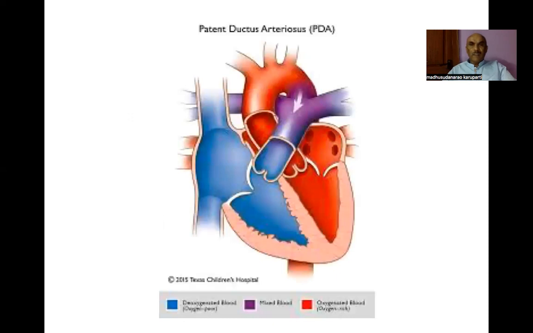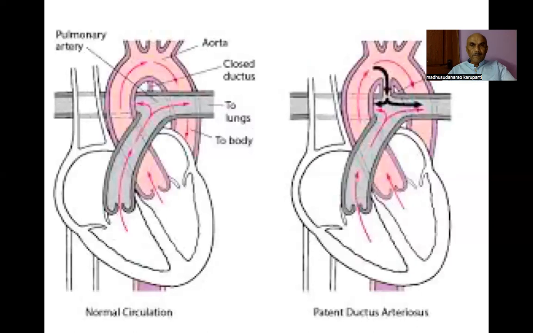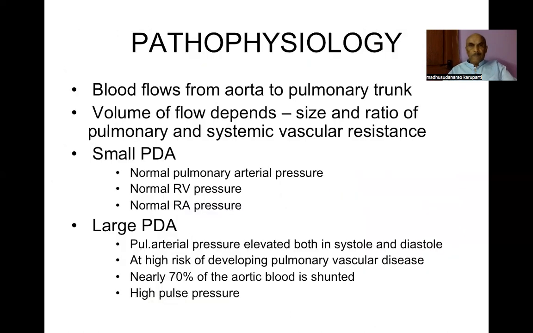Well, this is the patent ductus arteriosus during fetal life. This is also a diagram representing the patent ductus arteriosus, wherein the direction of the flow is from the aorta into the pulmonary trunk. So, blood flows from the aorta to the pulmonary trunk, because the aortic pressure is higher than the pulmonary pressure after birth.